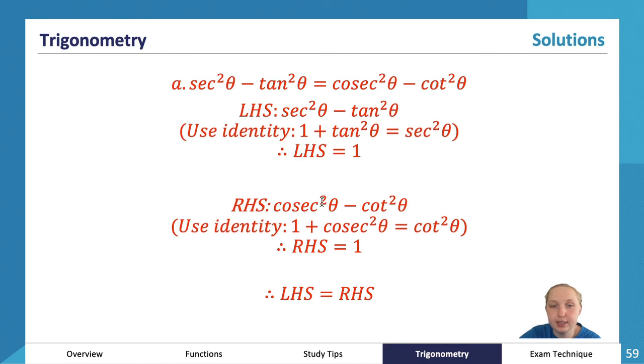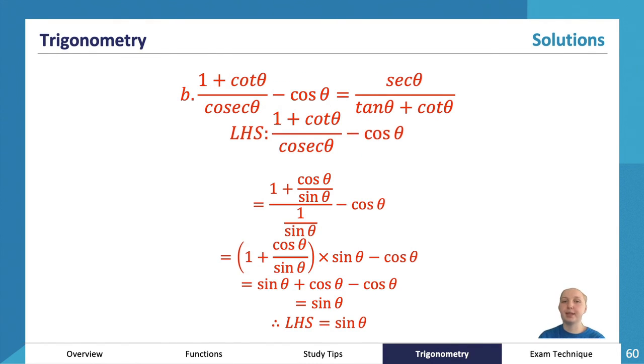From there, let's look at the right-hand side: cosec squared theta minus cot squared theta. Let's use the identity 1 plus cot squared theta equals cosec squared theta. Pop this into our equation and we'll get the right-hand side also equal to 1. So the left-hand side is equal to the right-hand side, and we've just proved that identity. That's why it's really important that you know these identities, because they're not on your formula sheet. They are unfortunately just something you have to memorize. And I'll go through part B as well.